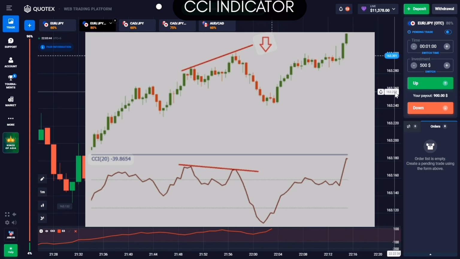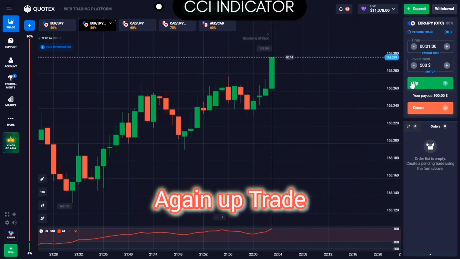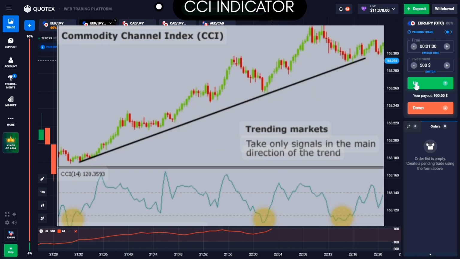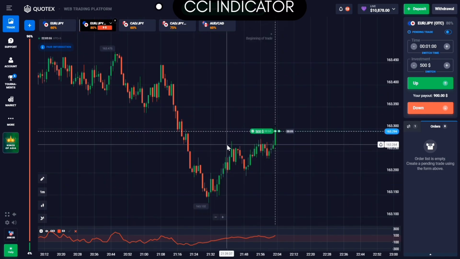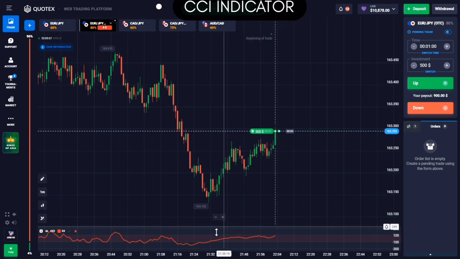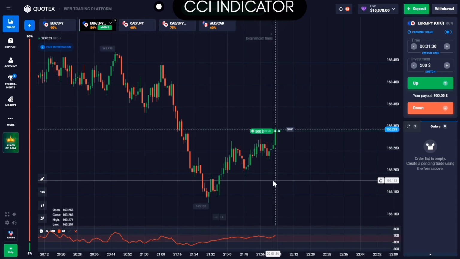The CCI indicator is a valuable tool for traders looking to identify trends and spot potential reversals. Remember to always combine the CCI indicator with other forms of technical and fundamental analysis to maximize your trading success. Keep watching the trades.